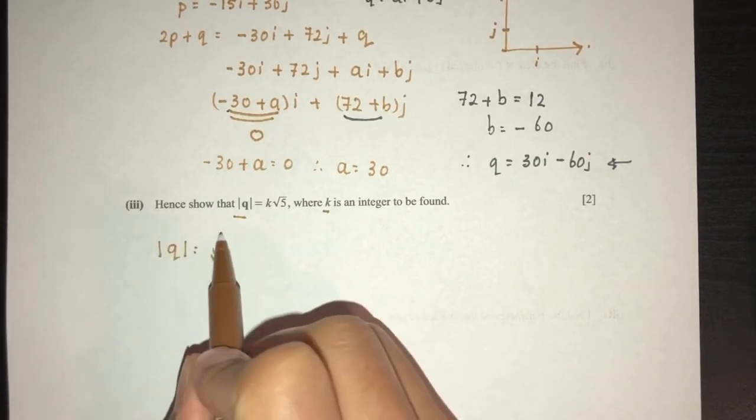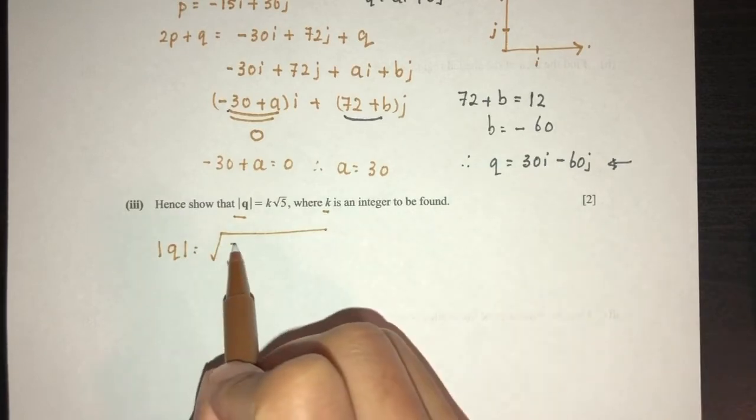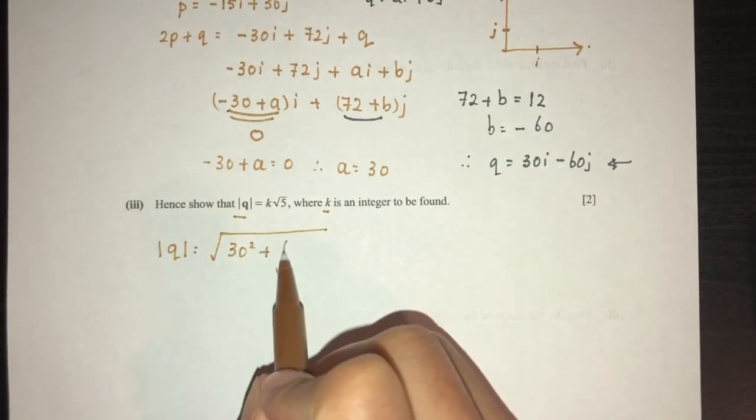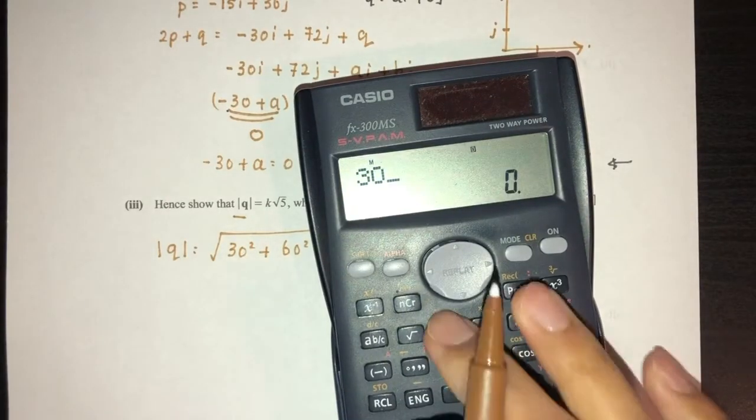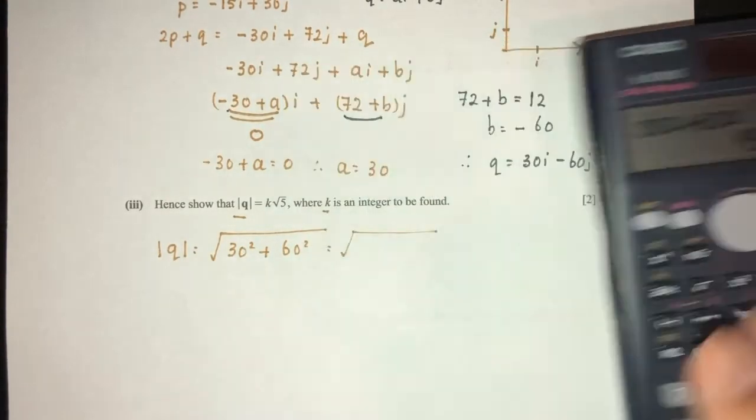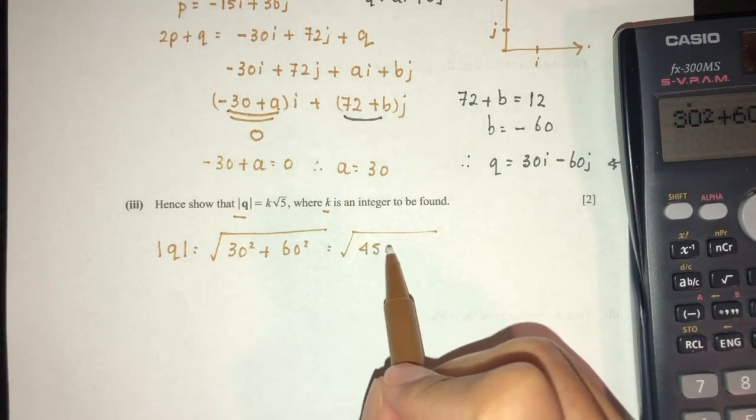That will be the root of the first value squared plus the 60 squared. Let's see what we have: 30 squared plus 60 squared. That will give you 4500.